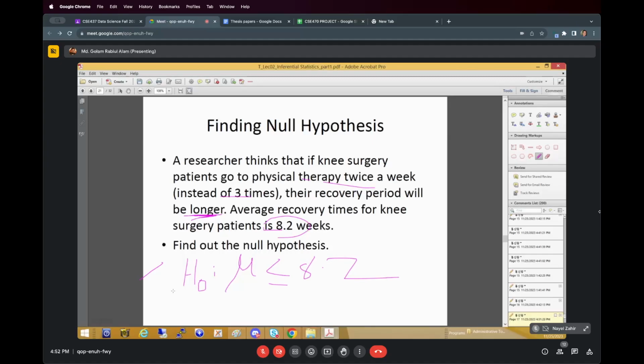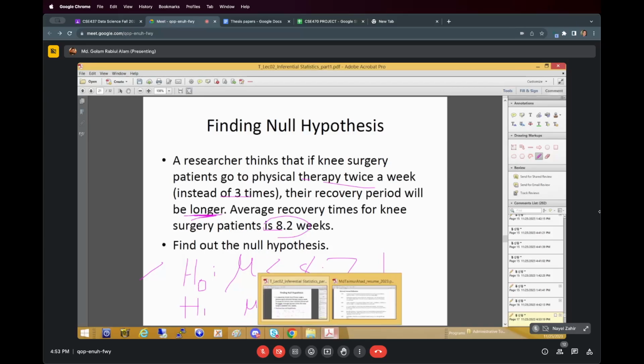But what will be our alternate hypothesis? The recovery period will be longer, that means mu will be greater than 8.2. So this is our null hypothesis and alternate hypothesis. From the collected data set, using three times a week physical therapy, finally we can test using inferential statistics and mention whether the null hypothesis is nullifiable, rejectable or acceptable.